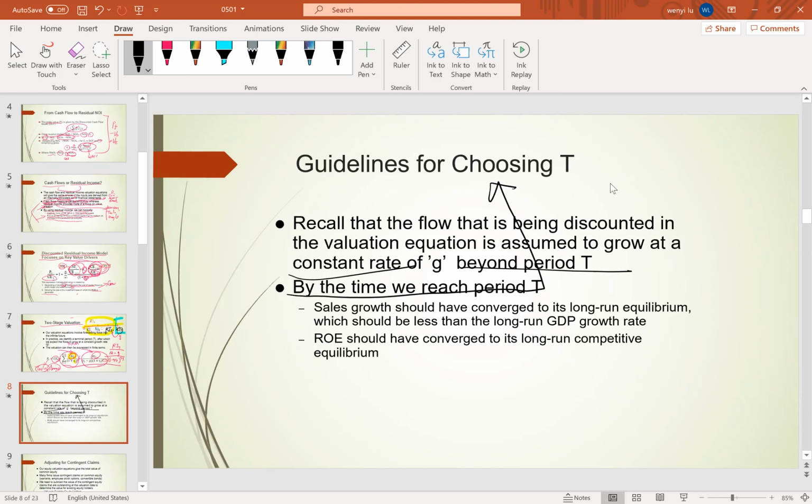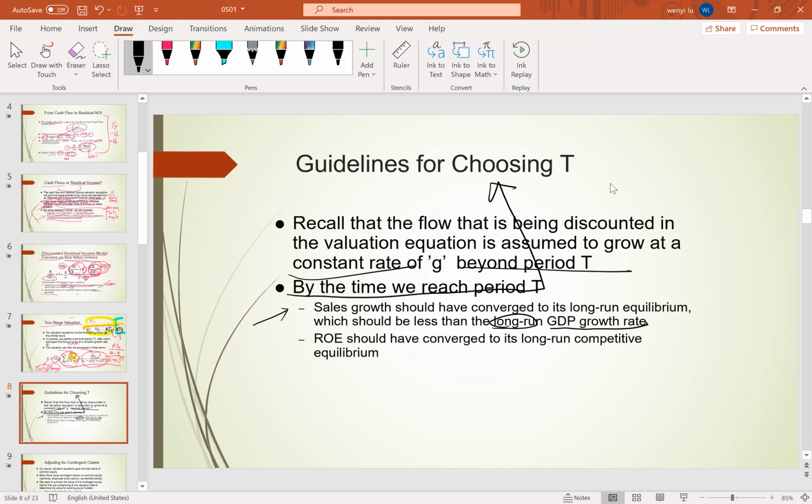There are some benchmarks to determine when the dividend will keep growing at a constant rate. First, the sales growth should converge to its long-run equilibrium, meaning our sales growth will be less than the long-run GDP growth rate. You can get the GDP growth rate from the macroeconomic index in our government. This rate will be used to determine in which year your business will converge to the long-run equilibrium.